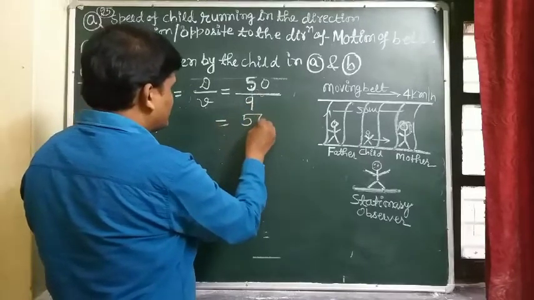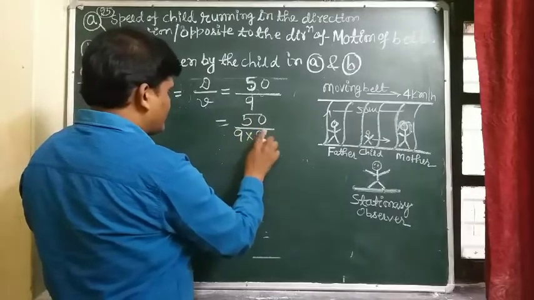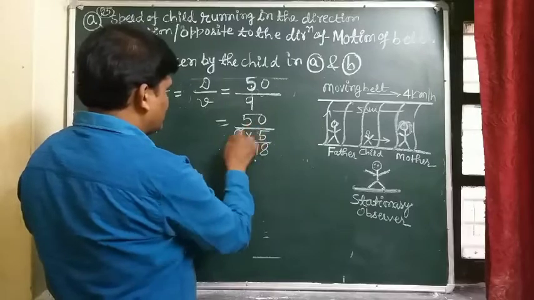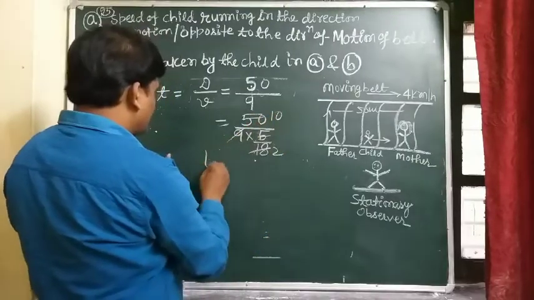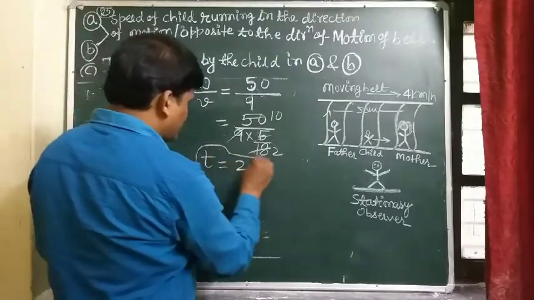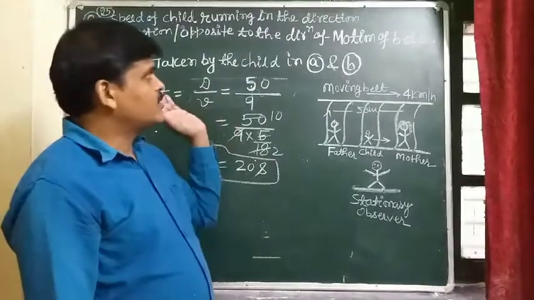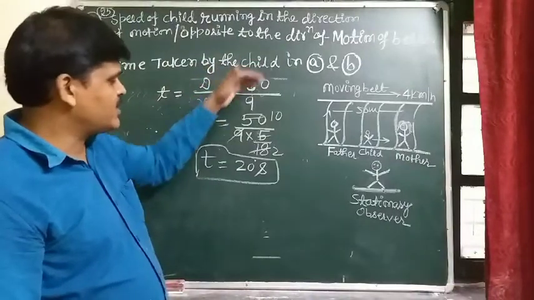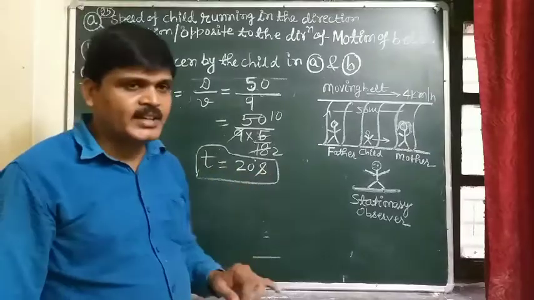It can be converted into meter per second by multiplying by 5 by 18, and it comes out to be 2.5 meter per second. So the time taken by the child in case A and B, in case first and case second, is 20 second.